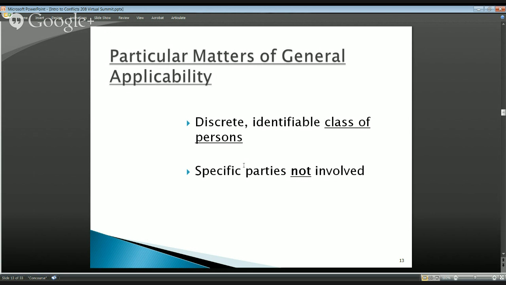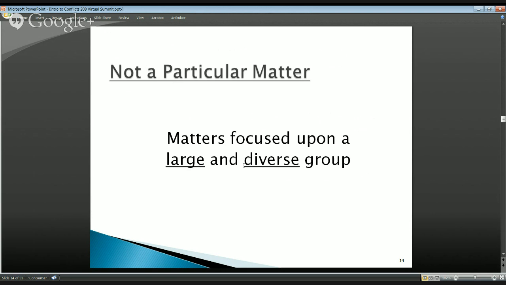So that would be something else, right? It would be a broad policy matter. Mm-hmm. So that would be outside of the purview of 18 U.S.C. Section 208. Right. And in that example, what we're talking about is a matter that was focused on a large and diverse group. I think that word diverse is an important way to think about it.